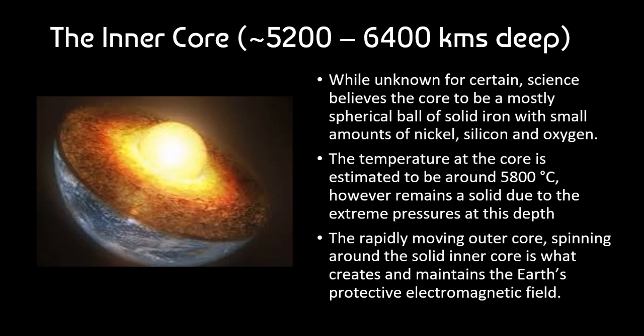The rapidly moving outer core spinning around the inner core is also what generates our Earth's protective electromagnetic field. So for those of you that don't know, the EM field, it's this invisible barrier of energy that loops around the Earth between the North and South poles, and it helps to deflect a lot of the cosmic radiation and solar radiation that comes at us from the sun and other areas of space.